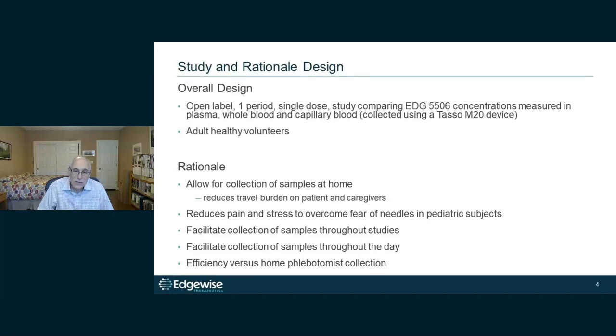It also allows us to collect samples throughout the study. We're not requiring people to come in on every visit to a clinic. Some of our patients live a long distance from the clinical site in which the trial is being held. So it allows us to collect samples, and it's a huge convenience. It allows us to collect samples throughout the day, different times of the day. And obviously we can send phlebotomists out to the home, but between the fear and the cost and the logistics of that, collecting with this Tasso device overcomes many of those challenges.